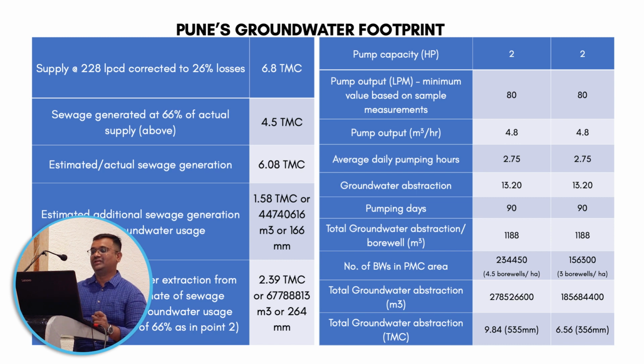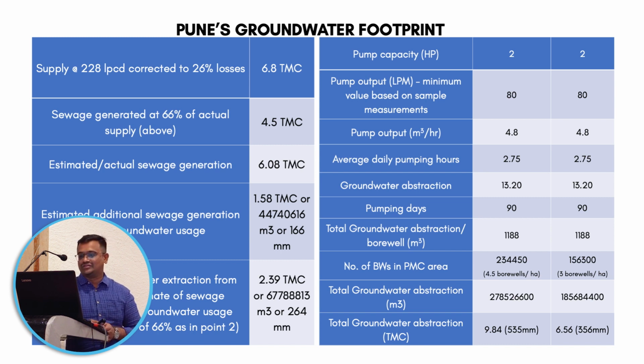So the groundwater abstraction is again 4.8 multiplied by 2.75, which is 13.20. So 13.20 meter cube of water we are extracting per day, and we are assuming pumping days of only 90 days, since during the dry season people are using their sources. So the total groundwater abstraction comes to around 1188 meter cube per year.